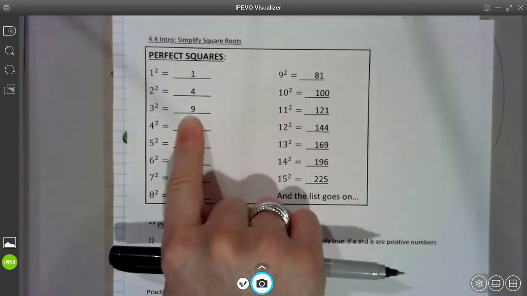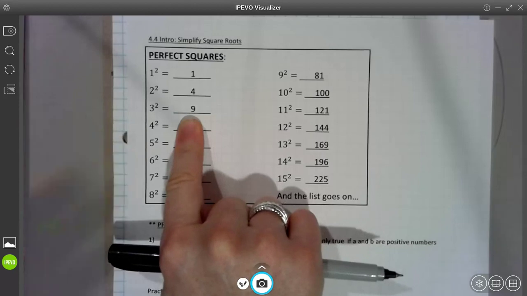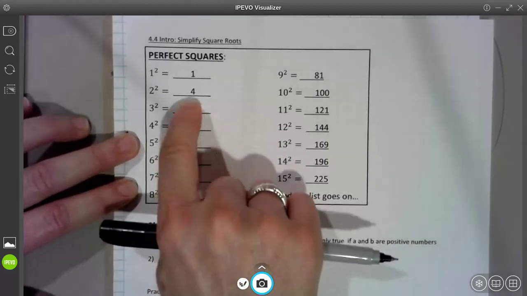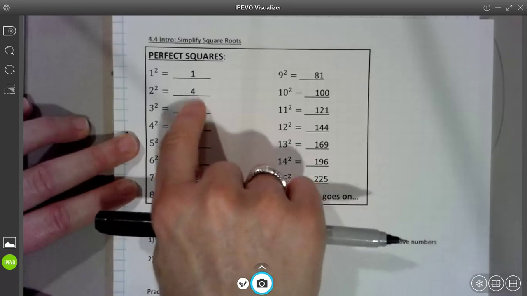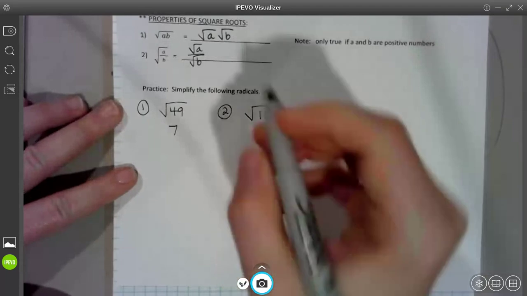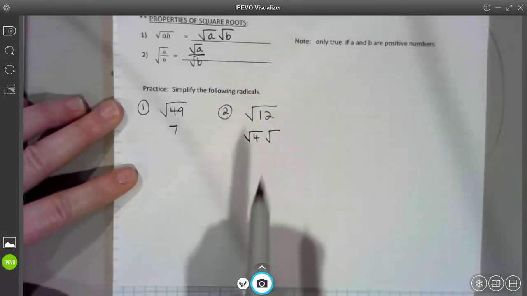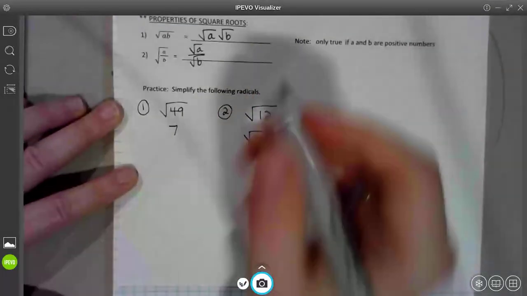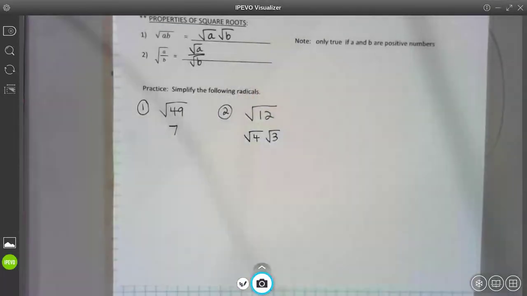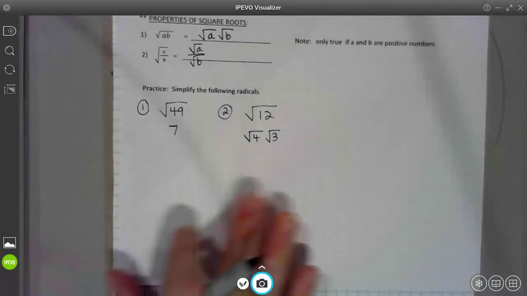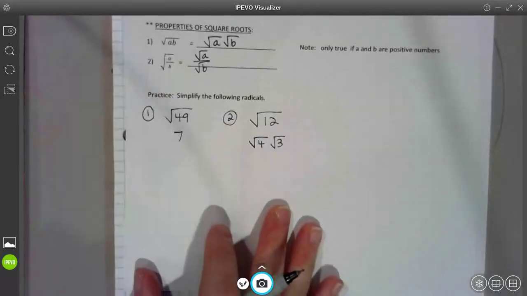And just start dividing 12 by these numbers. Does 12 divide by 9? No. So it's not 9. Does 12 divide by 4? Yeah, it does. So 4 is the biggest perfect square that divides evenly into 12. So we're going to break it up into the square root of 4 times the square root of, 4 times what gets me 12? 3. We're splitting it into 2 separate square roots that multiply to equal it, because we're allowed to do it. It won't change the answer.